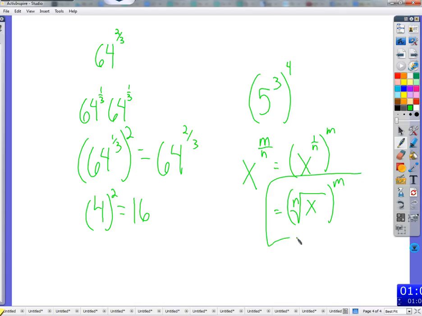So like Gordon said, it's algebra, it takes specifics and turns them into generals. It says any number that you raise to a fraction power, you can write it as the nth root. This can always serve as the root. And then this could always serve as, once you find the root, raise it to that power.